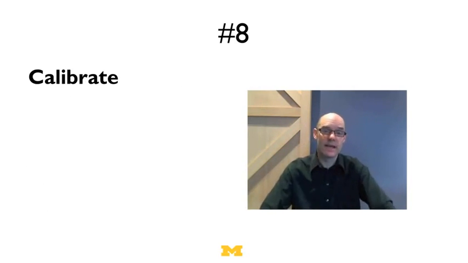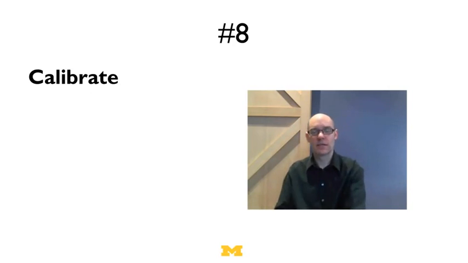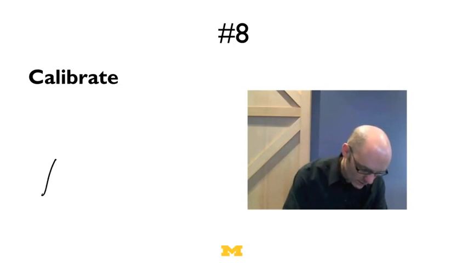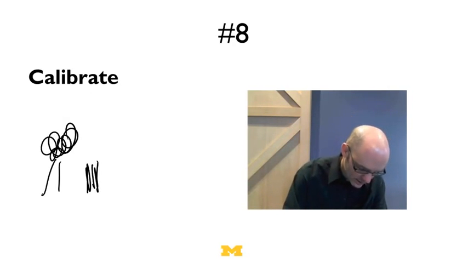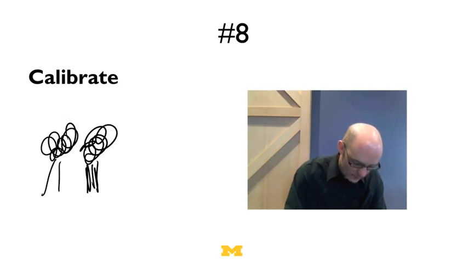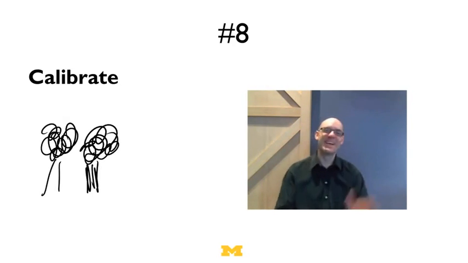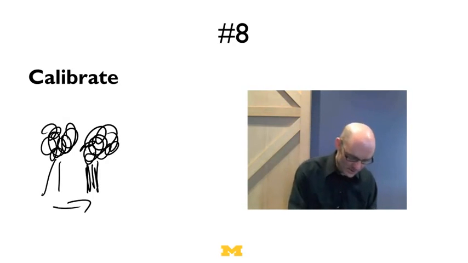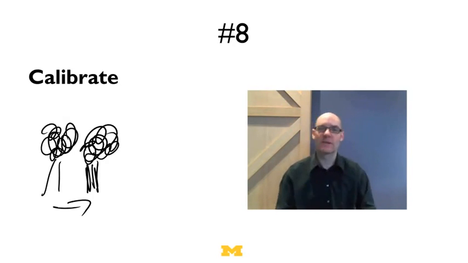Last reason, calibration. Calibration refers to constructing a model and then calibrating it as close as possible to the real world. Let me give an example here. So suppose I want to write a model of forest fires. I'm going to draw some really bad trees here. Here's a tree. Here's another tree. And I want to know, what's the probability that the fire moves from this tree to this tree? How fast does it move? All that sort of stuff.